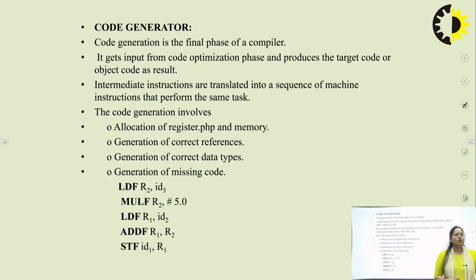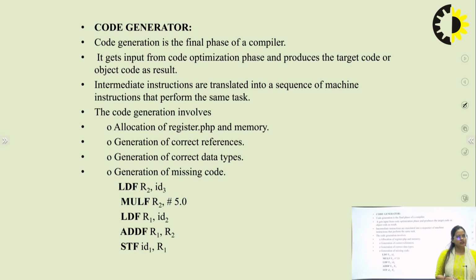Last phase is the code generation phase. Code generation is the final phase of the compiler. It gets input from the code optimization phase and produces the target code or object code as a result.